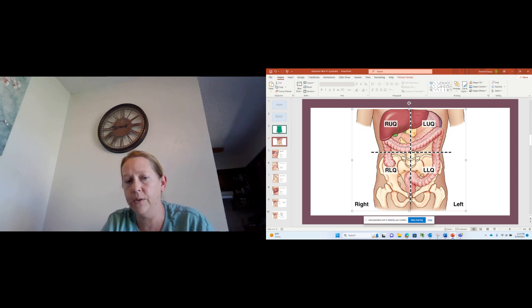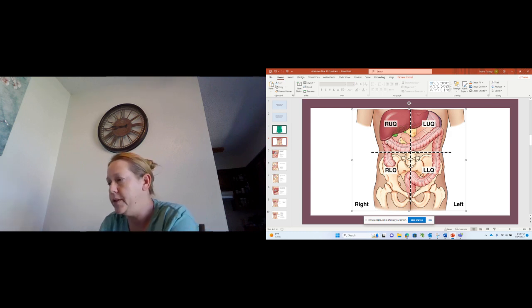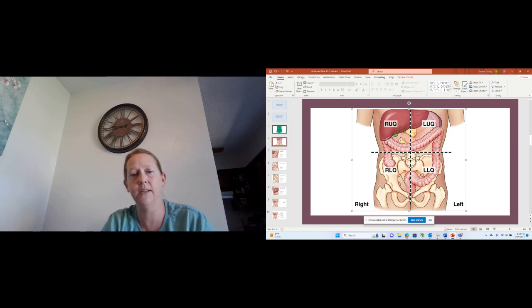And then it goes up to the right upper quadrant, which contains this big guy right here, which is your liver. It also contains the right colic or hepatic flexure. It's the flexure right beside the liver. It contains this little guy right here, which is your gallbladder. This isn't on the notes, but your common bile duct is right here. It contains the C loop of the duodenum.